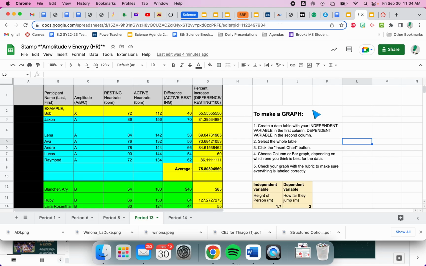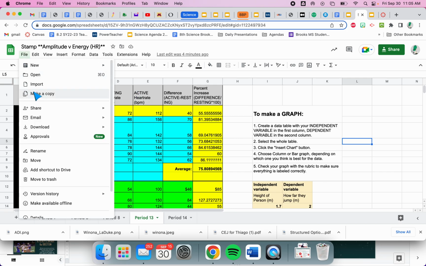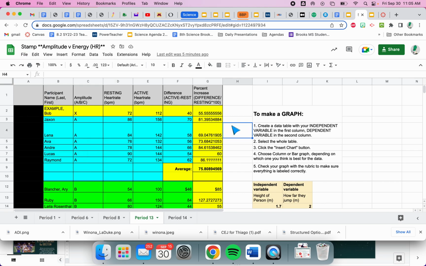The spreadsheet looks like this. Make sure you're on your period for your period's data. Make a copy of this. Please don't make any changes to this. Make a copy of this file. Make a copy. Then you can make as many changes as you wish. But anyway, just a reminder, here's what we have.